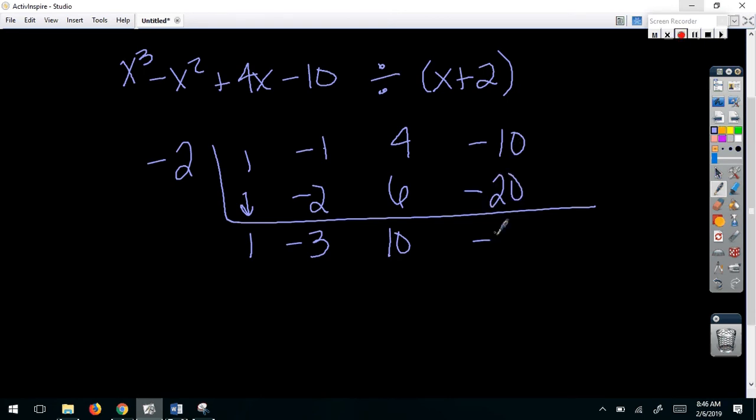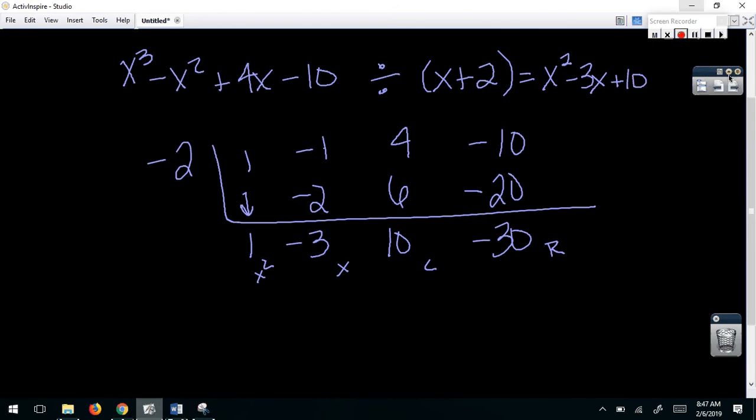So now let's interpret this answer. When you divide these two, remember, this is remainder, constant, x squared. Then you get x squared minus 3x plus 10. And this is where you can do the plus or the minus because it's negative 30 over what you divide it by. Because that's the way remainder works, right?